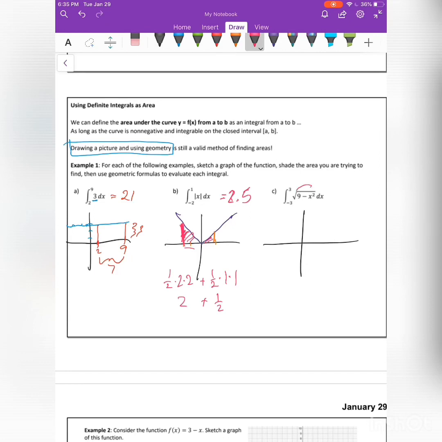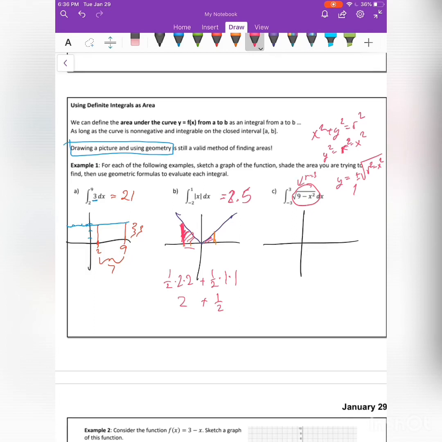But this equation actually comes from this. x squared plus y squared equals r squared. That's the equation for a circle. If you solve this for y squared equals r squared minus x squared, then y would be plus or minus the square root of r squared minus x squared, with r obviously being the radius. So in this problem, r would be 3.